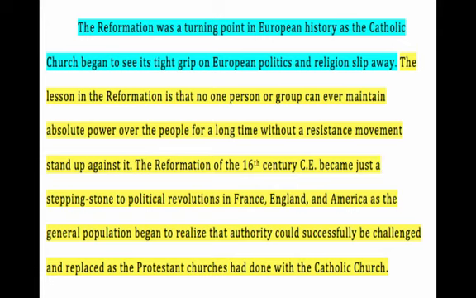So I say, the lesson in the Reformation is that no one person or group can ever maintain absolute power over the people for a long time without a resistance movement standing up against it. The Reformation of the 16th century CE became just a stepping stone to political revolutions in France, England, and America as the general population began to realize that authority could successfully be challenged and replaced as the Protestant churches had done with the Catholic Church. Okay, so I'm showing just a very simple way of saying it is going to lead to these future events.